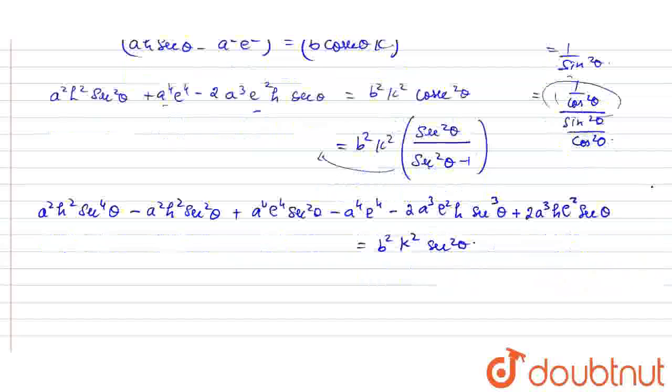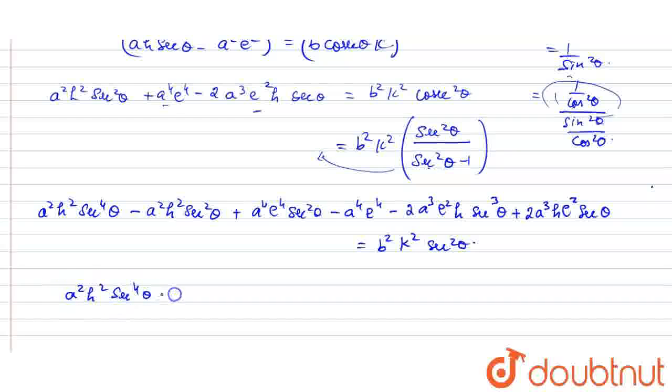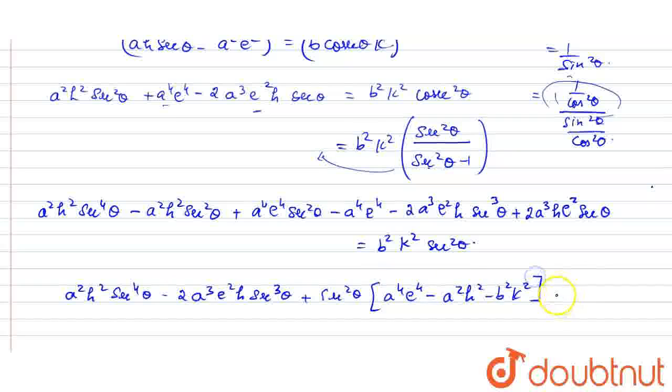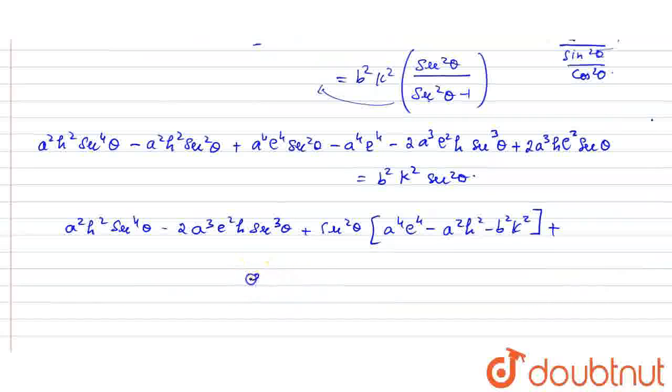Okay, so by simplifying all the terms here, we will get a square h square secant 4 theta minus 2 into a cube e square h secant cube theta plus secant square theta into (a power 4 e power 4 minus a square h square minus b square k square) plus the remaining values here, 2a cube e square h secant theta minus a power 4 e power 4, which is equal to 0.